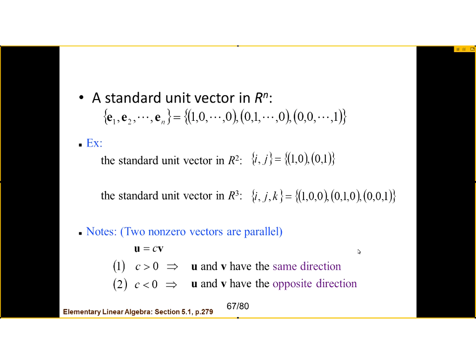Two non-zero vectors are parallel if u is equal to cv. If c is greater than 0, u and v have the same direction, or if c is less than 0, u and v have opposite directions. So these are the laws: if two vectors are parallel, then this must happen.